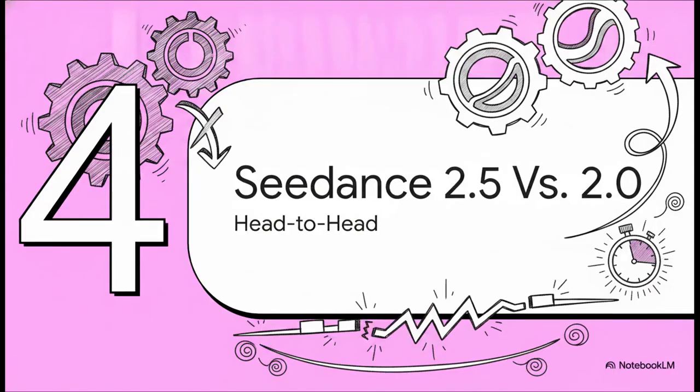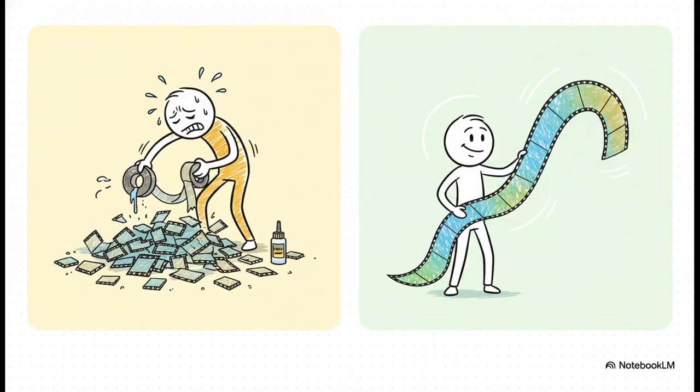Section 4. Seedance 2.5 versus 2.0. Let's do a quick head-to-head. With Seedance 2.0, if you wanted a 30-second video, you were looking at some grueling manual labor. You had to generate 6 separate 5-second clips, manually stitch them together in an editor, run an AI upscaler to fix the resolution, and then spend hours in post-production just polishing the seams. But with 2.5, you write your prompt, toss in your references, and it outputs a native 4K 30-second single-shot video in one single pass, night and day.